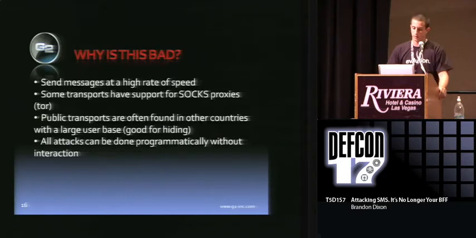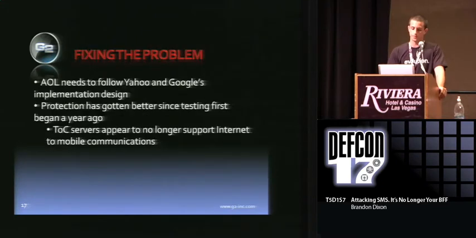So why is this bad? You can send messages at a high rate of speed. Some transports have support for SOCKS proxies, such as Tor. So you can push all your traffic and messaging through Tor and be completely anonymous. The public transports are often found in other countries with a large user base. It's good for hiding. And all attacks can be done programmatically without interaction.